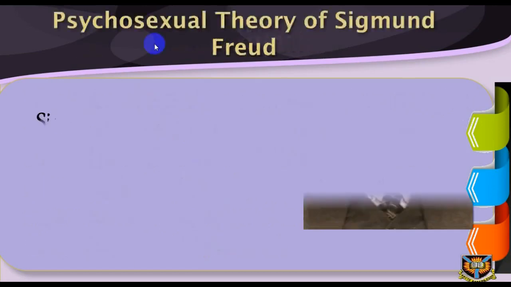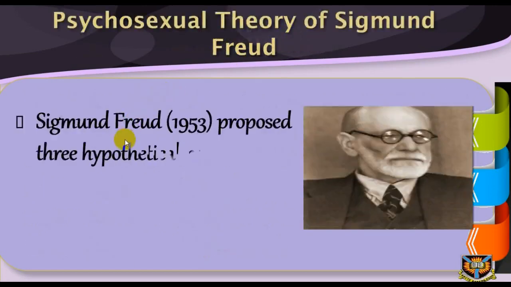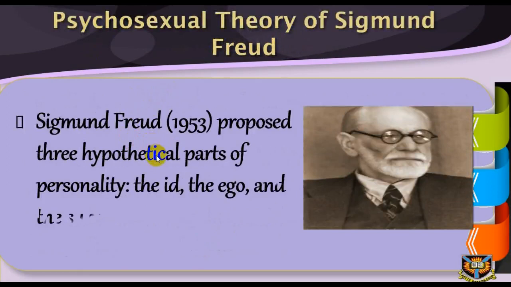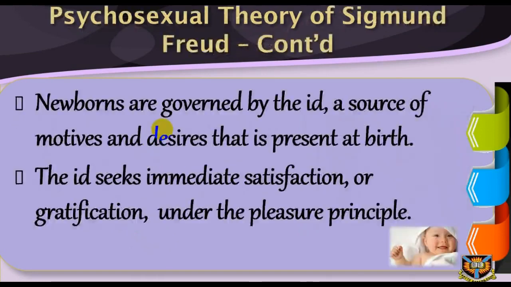Psychosexual theory of Sigmund Freud. Sigmund Freud, 1953, proposed three hypothetical parts of personality: the id, the ego, and the superego. Newborns are governed by the id, a source of motives and desires that is present at birth. The id seeks immediate gratification under the pleasure principle.